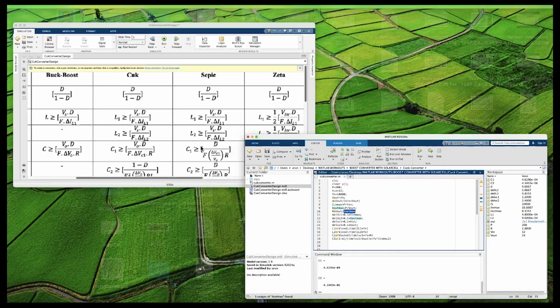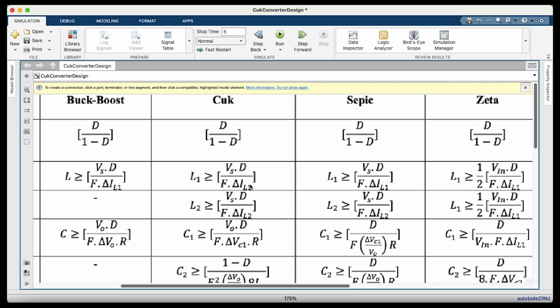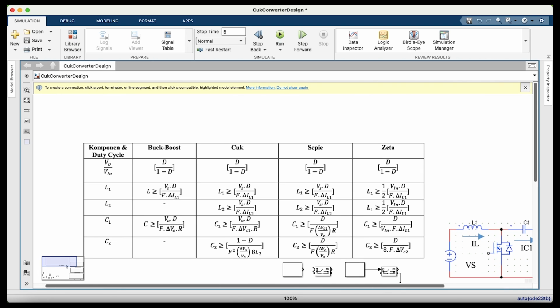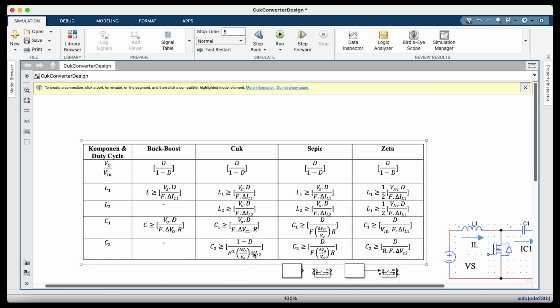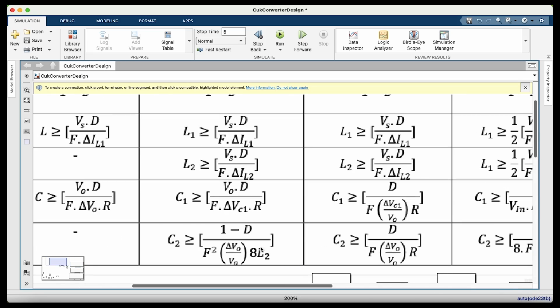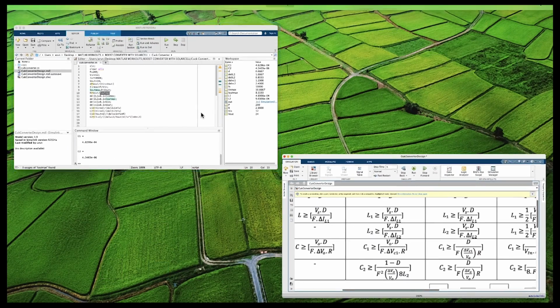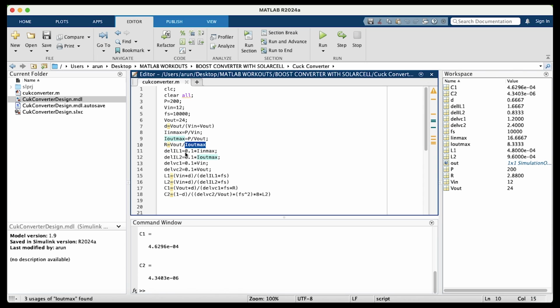Therefore I choose del IL1, del IL2, del VC1 and also del V0. These values are chosen with respect to ripple current. I refer here to 0.1 times I in max. Similarly del IL2 is chosen as 0.1 times I out max, and del VC1 and del VC2 are chosen similarly. It is represented as 10% ripple current, that is 10 divided by 100.